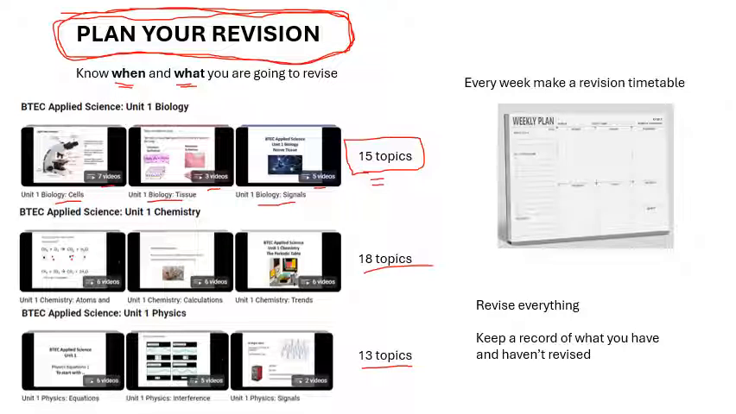Every week, do a revision timetable. I've always told my students to do this. When I was a student, I always did a revision timetable on a Sunday evening. Yes, plan it out. Monday, Tuesday, Wednesday, Thursday, Friday, Saturday, Sunday. At what times I'm going to do this, I'm going to do this, I'm going to do this. Yes, make sure you revise everything. Know when you are going to revise and what you are going to revise, and keep a record of what you have and haven't revised so that you do cover everything.